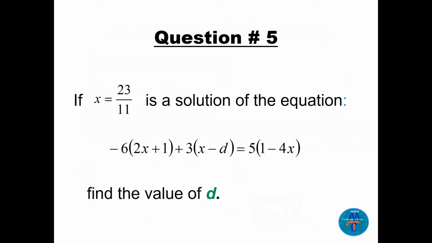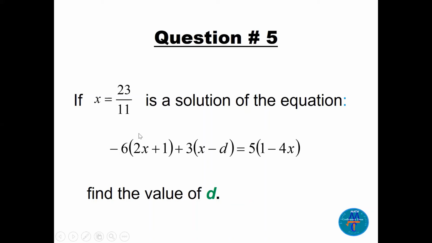Another same idea. If x is equal to 23 over 11 is a solution of this equation, find d. See, in this equation, we have only one equation here. We have x, you see we have x and x and x. We have also d. We can have more than one d, but see d. He said find the d, the value, if x equal 23 over 11 is the solution.